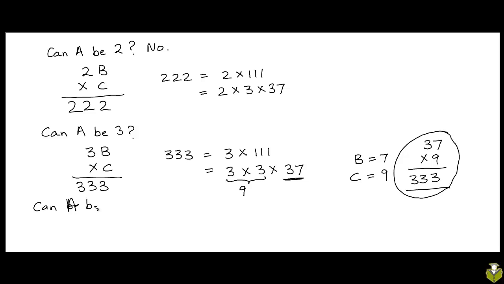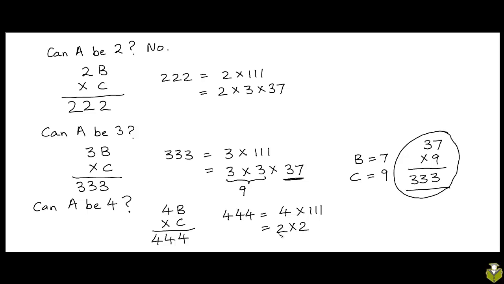Can A be 4? If A was 4, then we want to choose values for B and C such that the number 4B times C would yield the product 444. Now, like before, we can express 444 as 4 times 111. We can write 4 as 2 times 2. These would be the prime factors of 4. And as before, we can write 111 as 3 times 37.